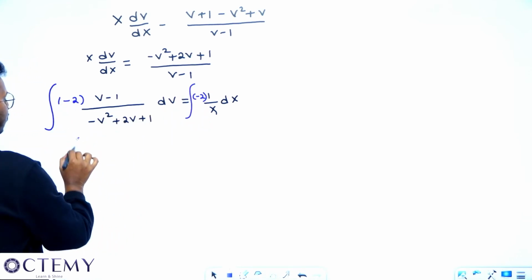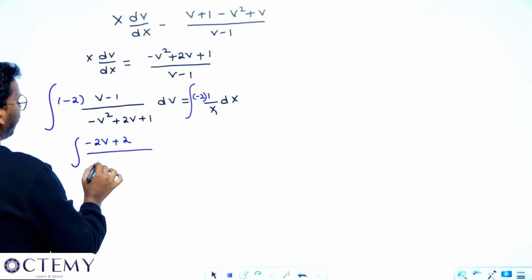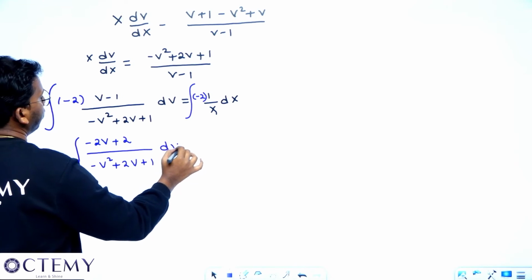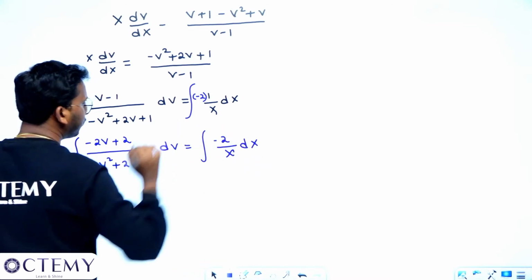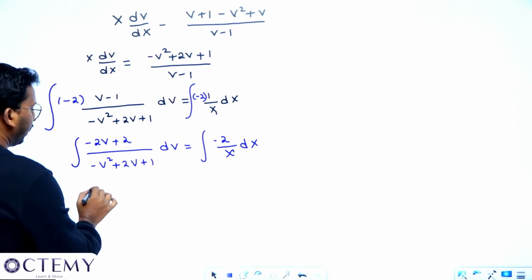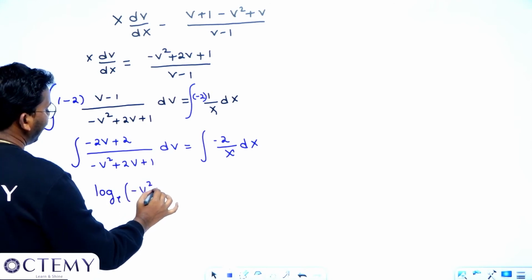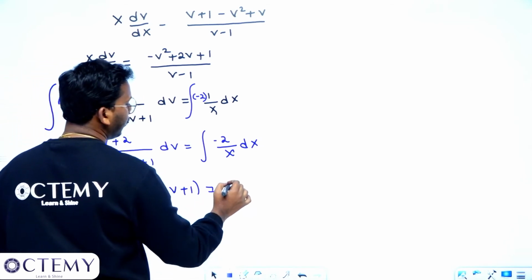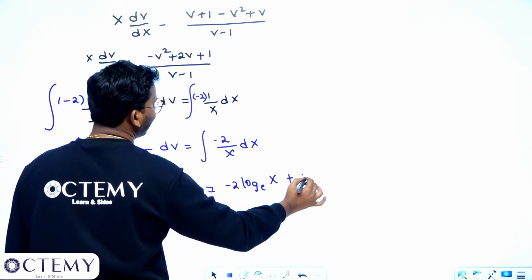If we integrate this, it is the integral of (minus 2v plus 2) divided by (minus v square plus 2v plus 1) dv, which is equal to the integral of minus 2 dX by capital X, right? So what is the differentiation of this? Minus 2v plus 2 is there in the numerator, so it will become log base e of (minus v square plus 2v plus 1) is equal to minus 2 log base e capital X plus c, right?